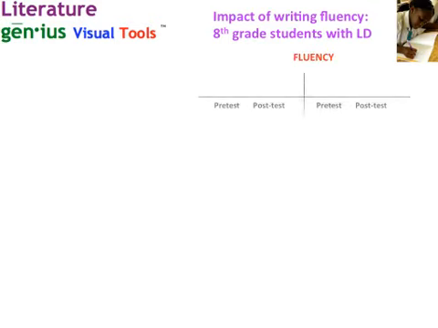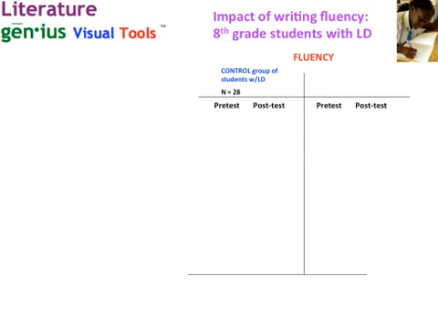This was a true experimental design. And so what we did is we randomly divided students with learning disabilities into a control group and an intervention group. And so there were 28 students with LD in the control group and 28 in the experimental group. And we also had a group of 20 typical achieving 8th graders.